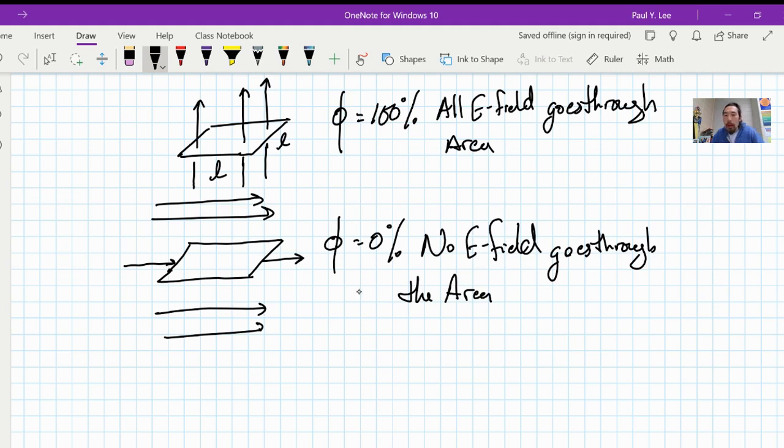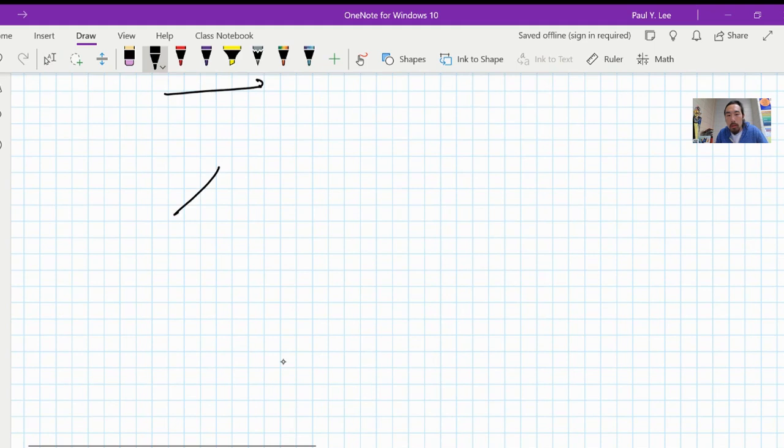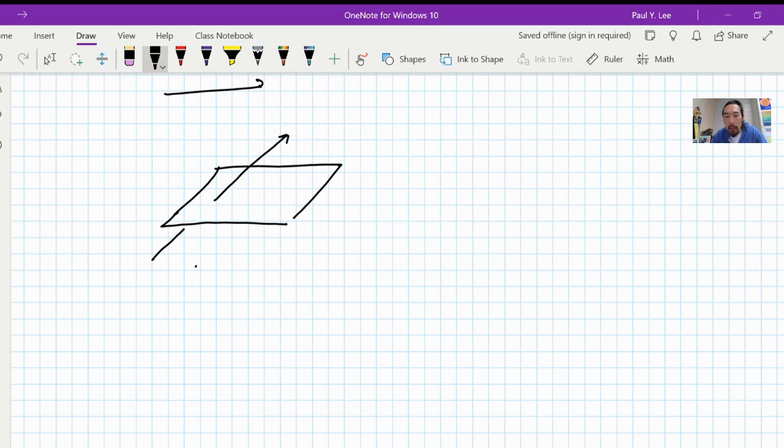Okay, so what about in between? We know that when it is going directly through it, it's 100%. When it's not going through it, it is 0%. What about in between? So I'll draw my area here, like so, and I'm going to draw my E field lines at an angle. So it's going through the area, but at an angle.